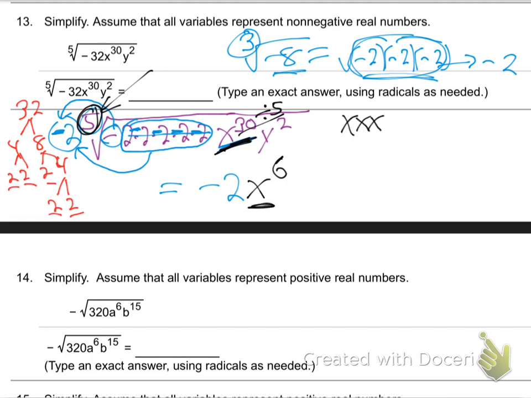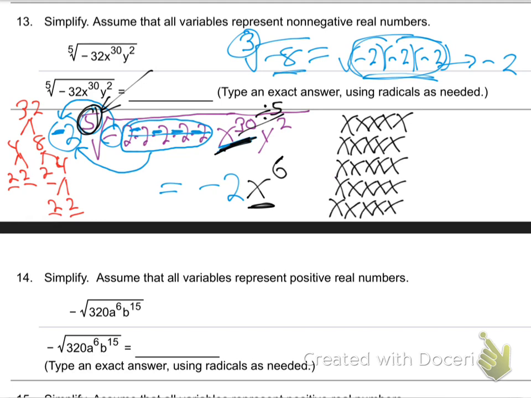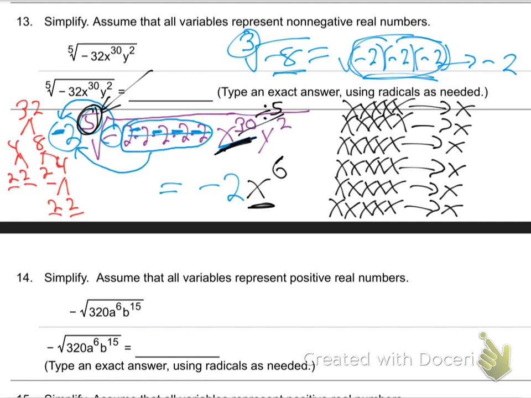If you were to write all 30 x's, there'd be 5, 1, 2, 3, 4, 5, 1, 2, 3, 4, 5, 1, 2, 3, 4, 5, I'll do one more here, 1, 2, 3, 4, 5. See, there's 30 x's. So 1 x from that group, 1 x from that group, 1 x from that group, 1 x from that group, 1 x from that group, and 1 x from that group, right? Because you circle every group of 5, it sends out 1 x. So you got x to the 6 coming out. What's left inside? The y squared has to stay inside. 5th root of y squared. There's the answer.